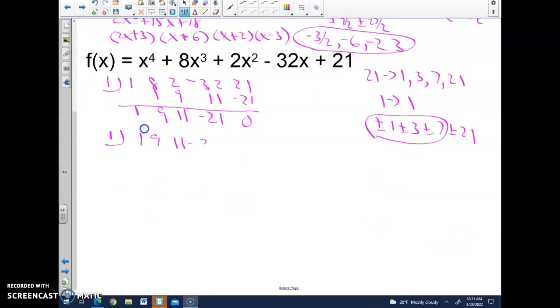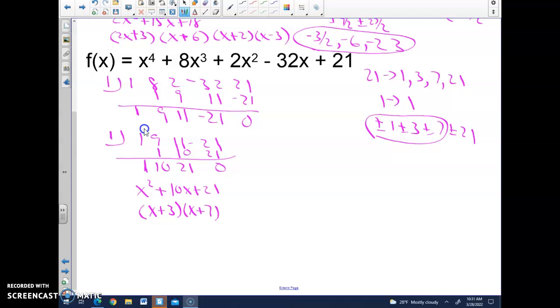1, 9, 11, and negative 21. Watch what happens. We do 1, we get 10. We get 21. We get 0. And we're left with x squared plus 10x plus 21. The factors of 21 that add to 10 are x plus 3 and x plus 7.